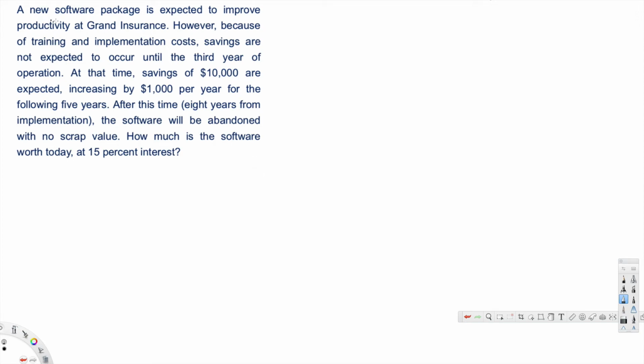Here this question is asking, a new software package is expected to improve productivity at Grant Insurance. However, because of training and implementation costs, savings are not expected to occur until the third year of operation. At that time, savings of $10,000 are expected, increasing by $1,000 per year for the following 5 years. After this time, 8 years from implementation, the software will be abandoned with no scrap value. How much is the software worth today at 15% interest?